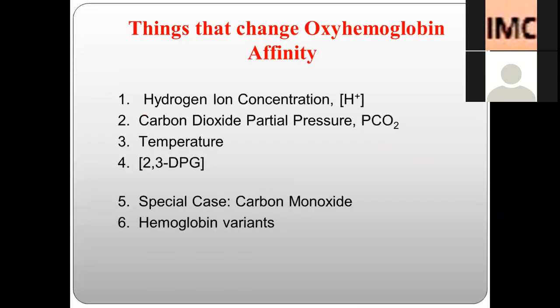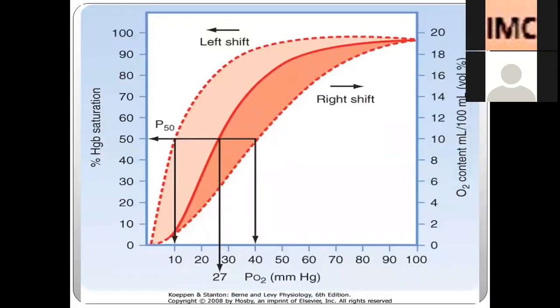Now, this is what is actually your curve, the oxygen hemoglobin affinity curve. So this particular oxygen hemoglobin affinity will be affected by different factors. The most important factors which are affecting it are hydrogen ion concentration, the carbon dioxide partial pressure, temperature, the concentration of 2,3-DPG, and sometimes special conditions like carbon monoxide poisoning or the variants of hemoglobin. So these are the factors which are affecting the combination of oxyhemoglobin. Now how are they going to change it?